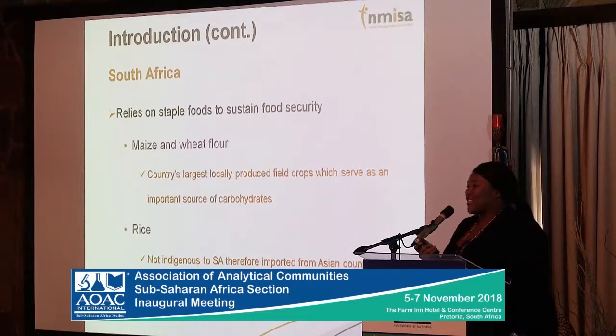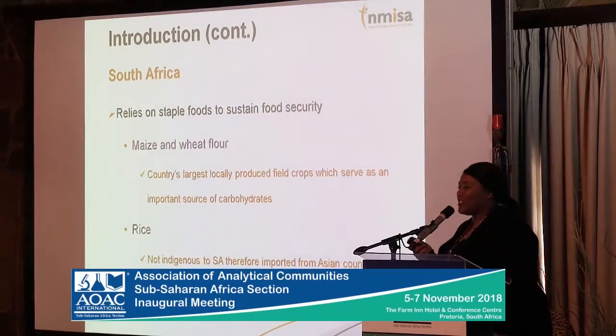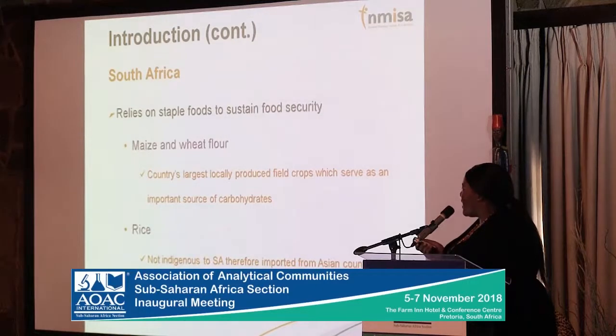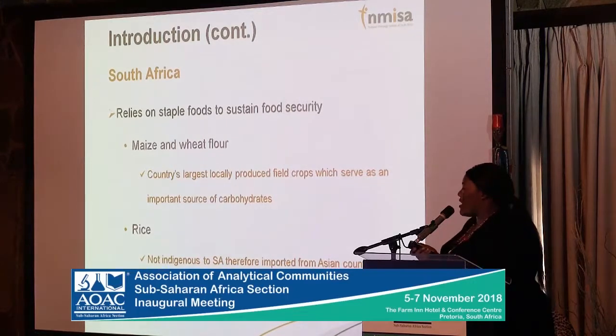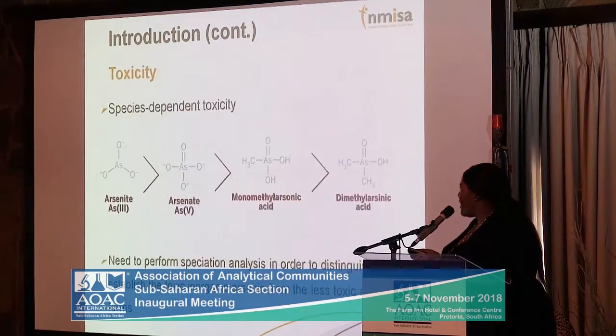So South Africa relies a lot on staple food products for food security, as I think has been mentioned a lot in this inaugural meeting. We depend a lot on maize and wheat flour, which are the country's largest locally produced field crops, which serve as an important source of carbohydrates in many, many households. Rice, on the other hand, is not locally cultivated, but we do import most of our rice from Asian countries. And in fact, South Africa is ranked as one of the world's leading rice importing countries.